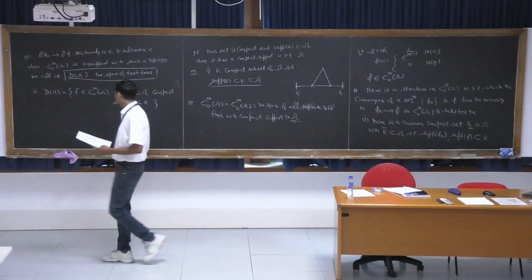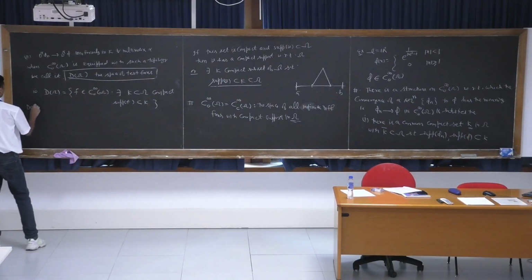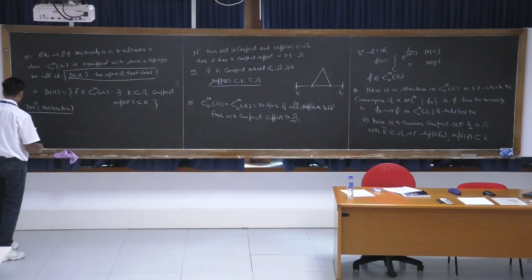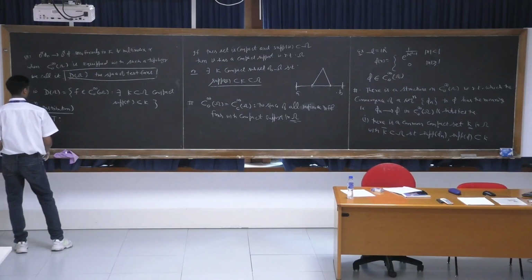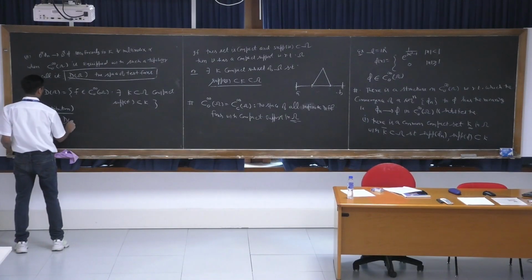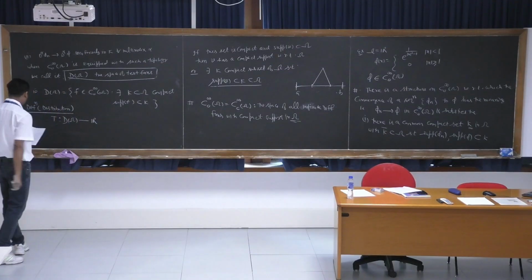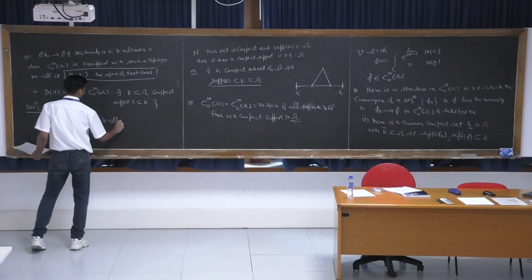Now come to the definition of the distribution. What is a distribution here? T is some mapping from D omega to R. This is D omega, already defined. It's called a distribution.